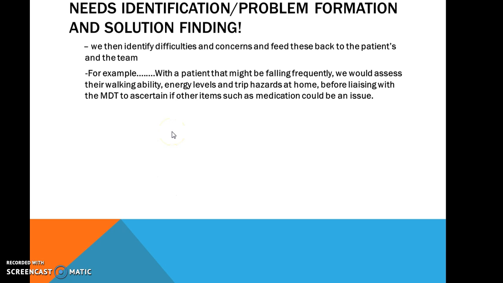So from that assessment, then you can start thinking about what the person's needs are, some of the issues that they might be having, but also solution finding as well. So you can be identifying some of the difficulties, concerns, and as you're doing that, you're feeding back to the patient, feeding back to the team. So an example might be a patient falling frequently. You would assess their walking ability, their energy levels, and maybe trip hazards in the home, and then liaise with the MDT to see if you might have picked up that medication might be an issue.